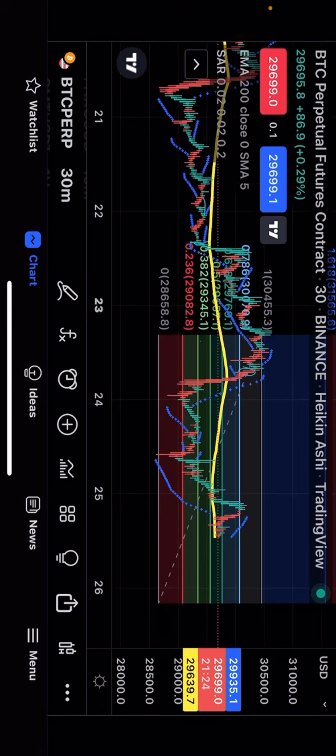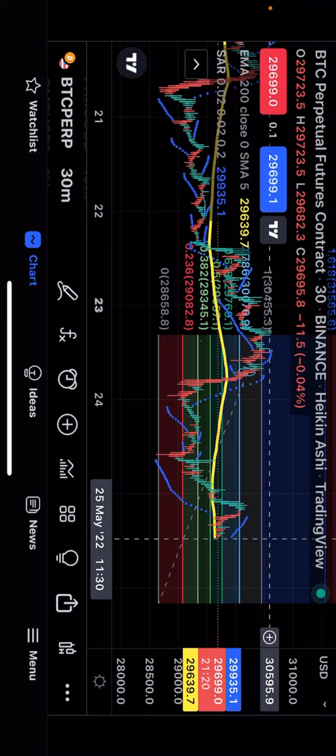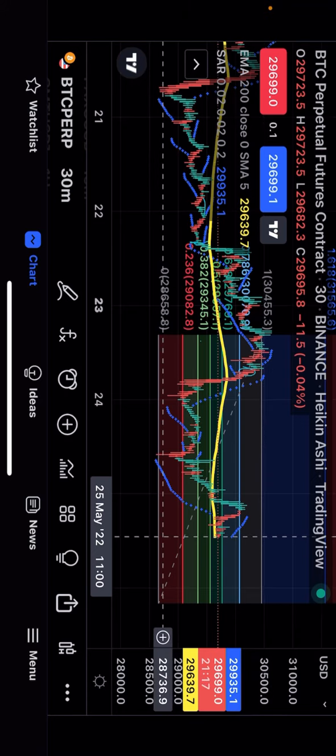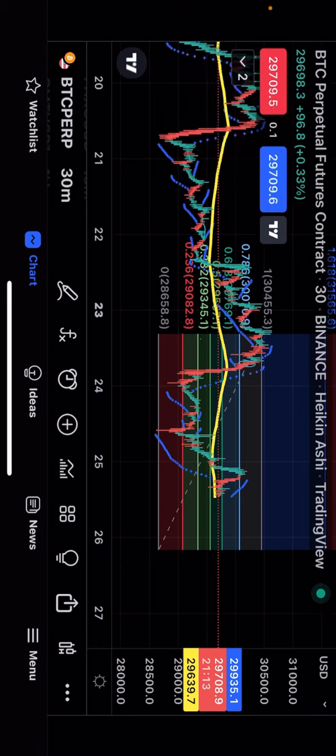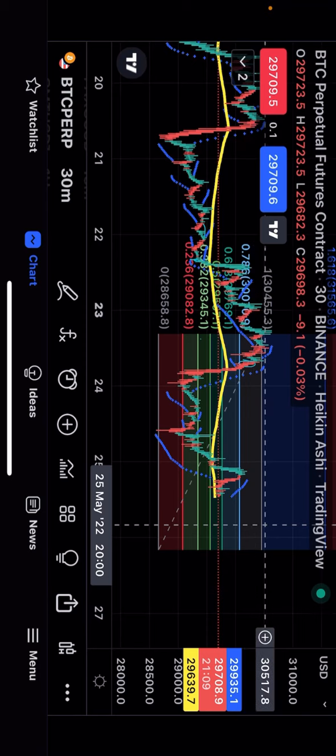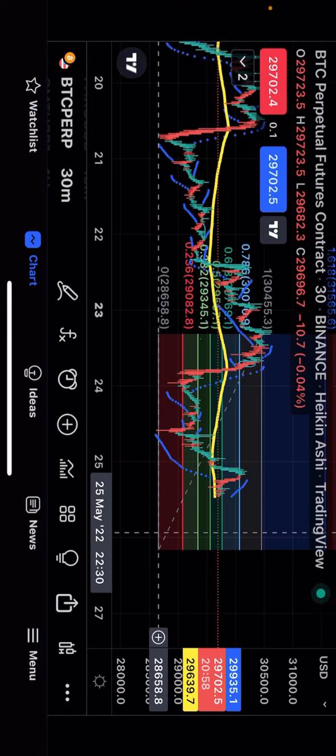Now this place here, resistance level, support level, I only use the 0 to 1 Fibonacci retracement for my support and resistance level. So this place here, 30,400 is my resistance level. 28,600 is my support level, meaning whenever price reaches down here, it must surely go back up.